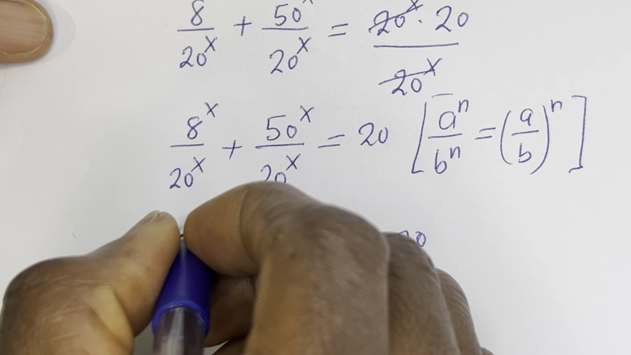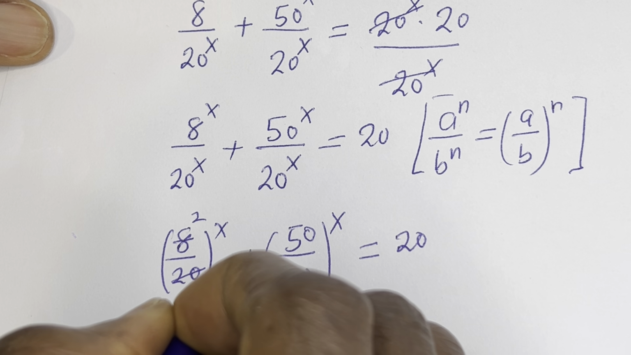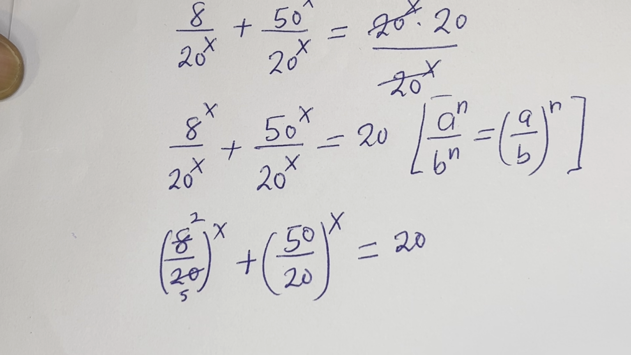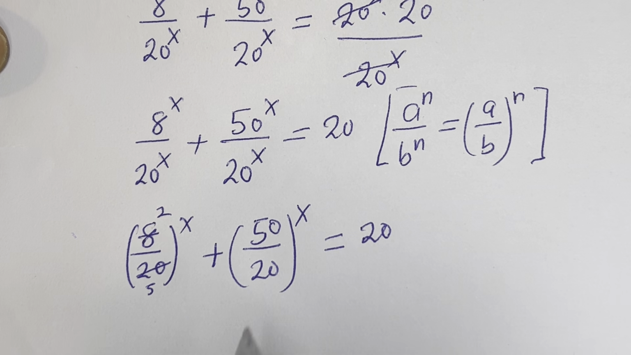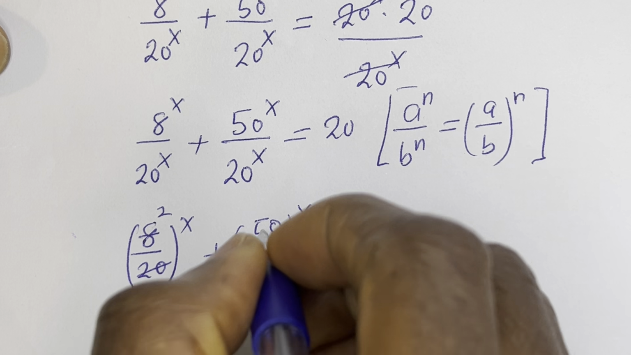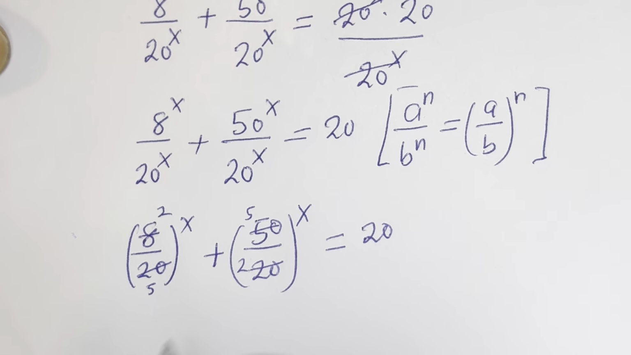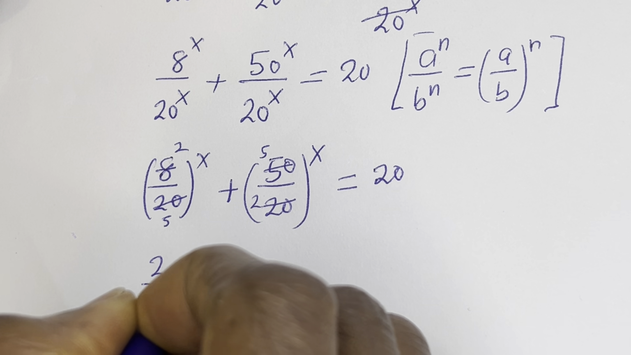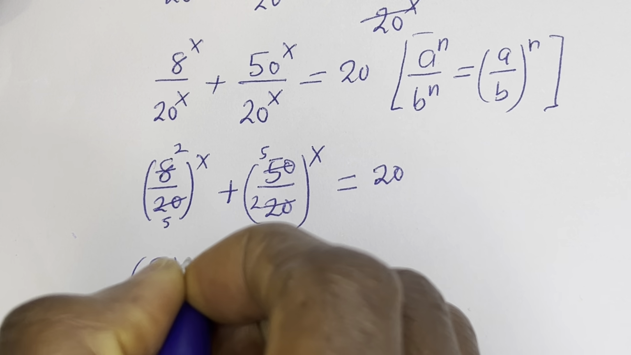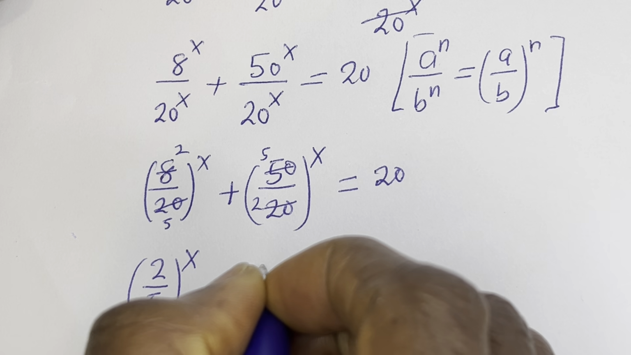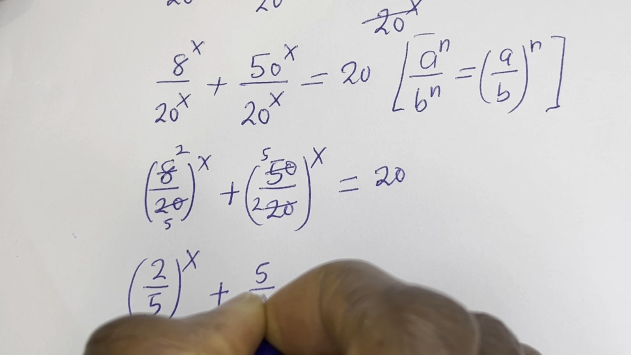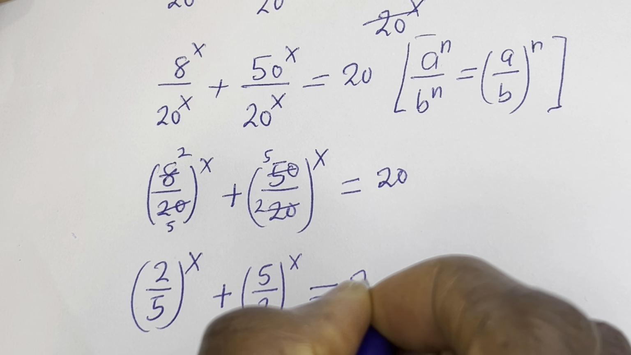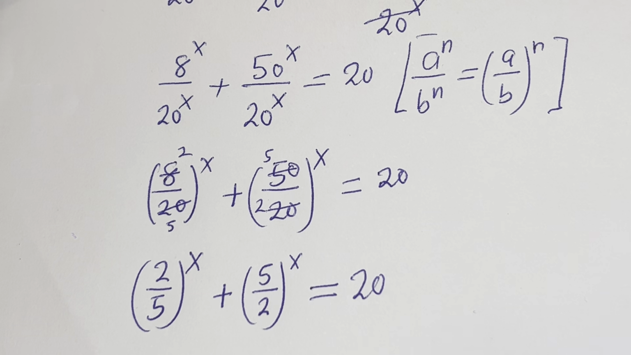Here 4 here 2, 4 here 5, then here 10 here 2, 10 here 5. So this is 2 divided by 5, all to the power of x, plus 5 divided by 2, all to the power of x, is equal to 20.